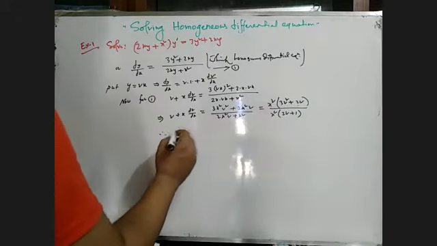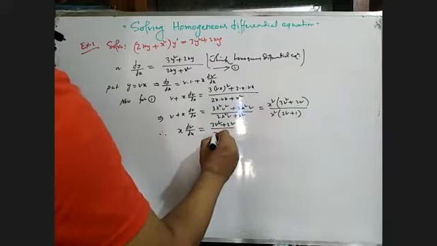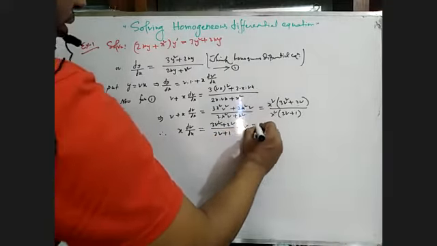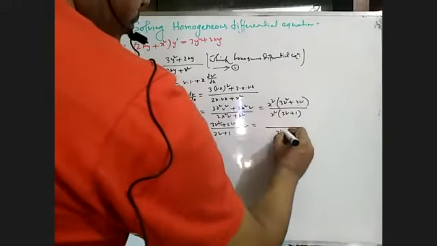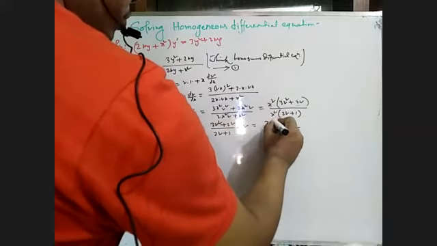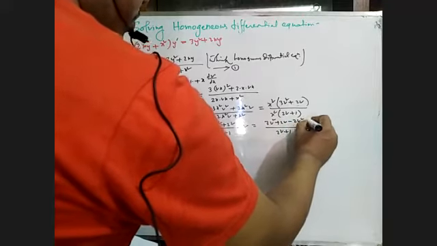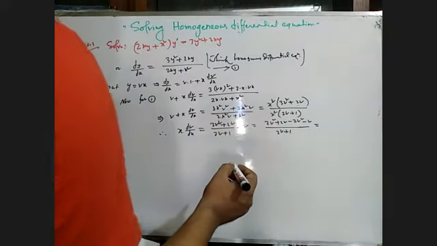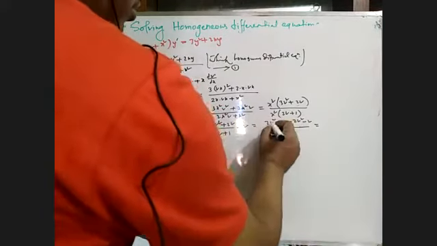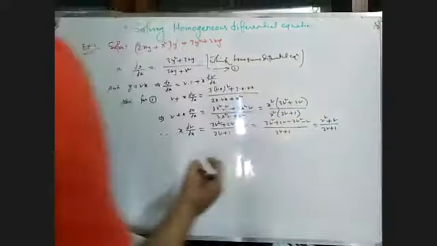Okay, so x dv/dx equals to (3v square plus 2v) divided by (2v plus 1), minus v. Taking LCM from this, 2v plus 1 will be the LCM, 3v square plus 2v minus 2v square minus v. Actually, this means what? v square plus v divided by 2v plus 1.